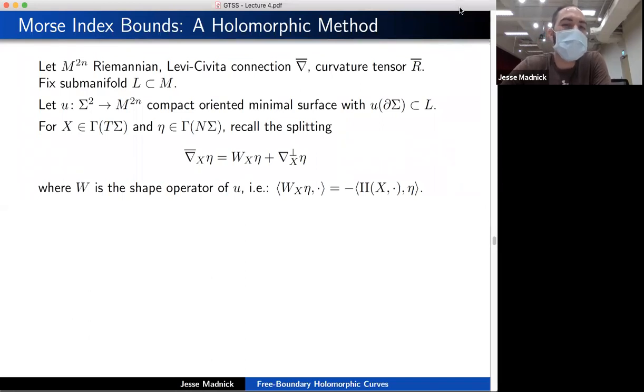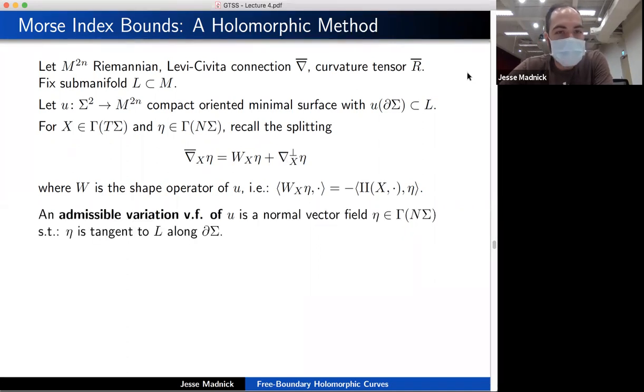Just some notation. If you take the covariant derivative of a normal vector field, you'll get a tangential part and a normal part. The tangential part, that's the shape operator, sometimes called the Weingarten operator. It's a tensor, and it's basically the second fundamental form, or the negative of it, related by this formula. And the normal part is the normal connection. Okay, so this is my notation for the normal connection.